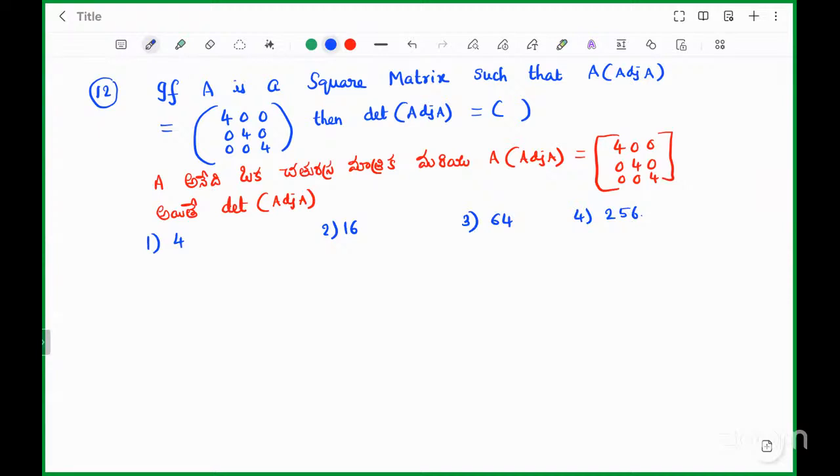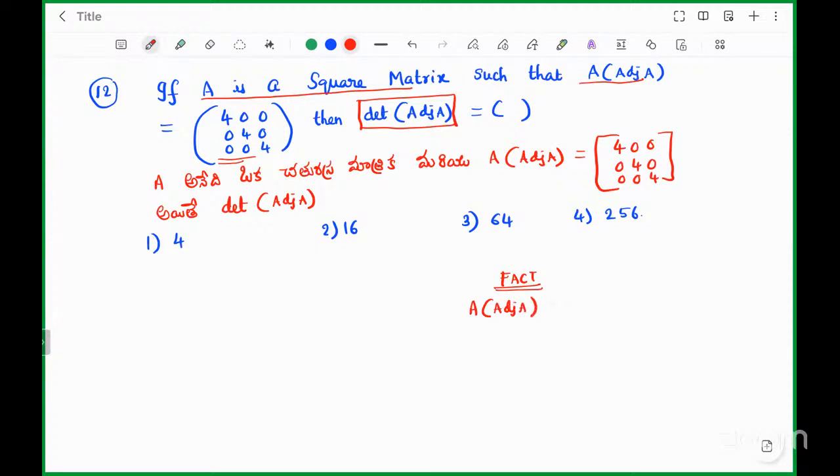So A is a square matrix, and A into adj A is equal to this matrix, given. We are asked to find out the determinant of adj A. First, let us write the facts to be applied here.